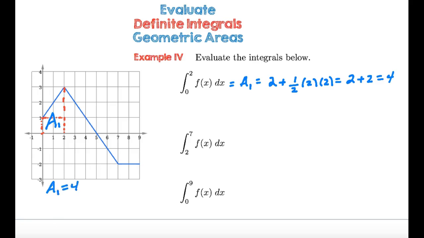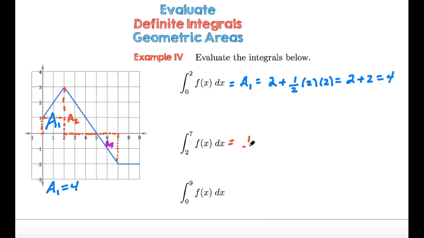In our second example, we're going to go from 2 to 7. So we can go from 2 to 7, and it's going to stop right there at 7. And we notice we have two geometric shapes. We could call this A2, that's a triangle, and we could call this A3. I don't know if I can write it that small, A3, there we go. These are right triangles, so let's go ahead and use the right triangle idea.